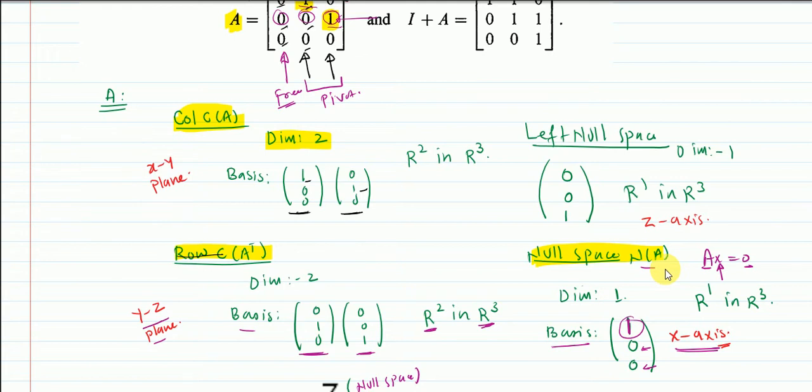Now let's repeat our subspaces: the column space is spanning the xy plane, the row space is spanning the yz plane, and the null space is spanning the x-axis, right? Now let's look into the left null space. For the left null space we look at A transpose y equals 0. So in words, what combination of the columns of A transpose will give a 0 vector?